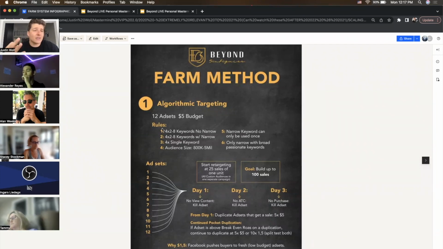We have 3 different styles of targeting. Can anyone tell me what those 3 styles are below? We have to understand this. We have no narrow, narrow, and single interest keyword, because they're going to give you different styles of results. So let's talk about no narrow, let's talk about narrow, and then we'll talk about single keyword. Essentially you'll have 4 no narrow, 4 with narrow, and 3 single keyword. You could split that up into whatever combination you like. Maybe you want to do 3 no narrow, 4 with narrow, and 4 single keyword. It doesn't really matter as long as you're hitting the 11. That's what I really care about here.